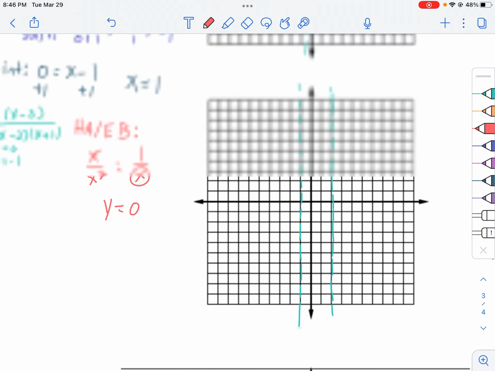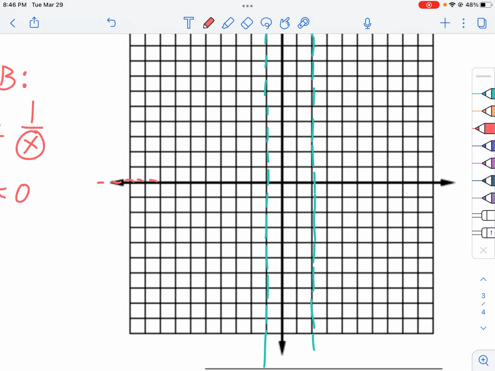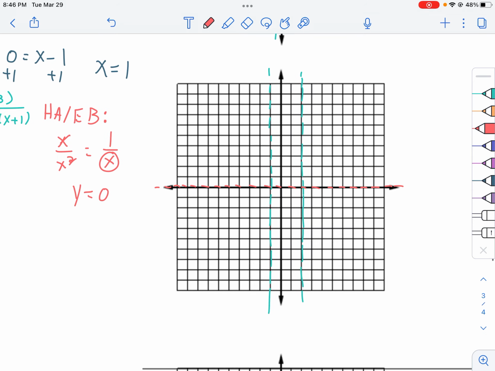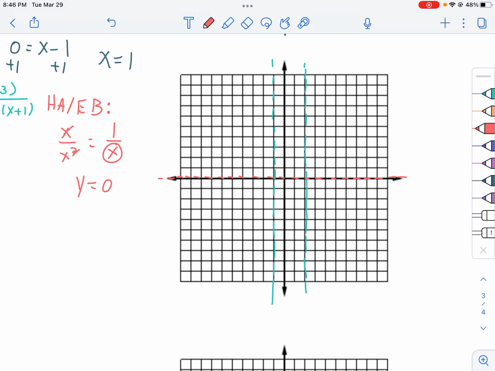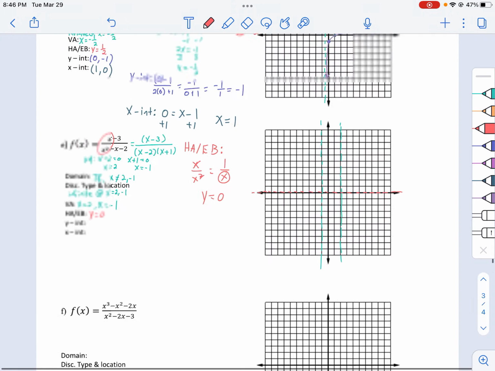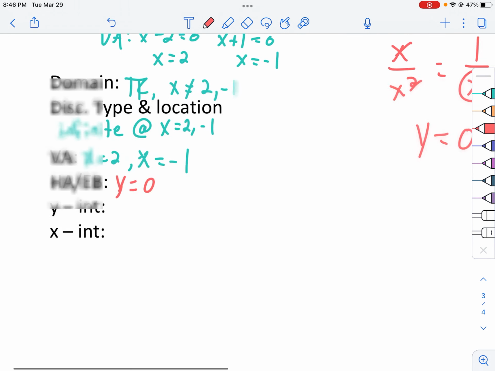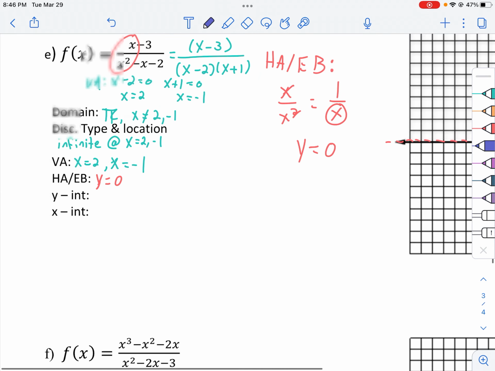That happened in our last one too. So y equals 0, we have this dashed line. We are allowed to go through these end behavior lines now, okay? They're not like our vertical asymptotes. We cannot cross a vertical asymptote, but we can sometimes cross horizontal asymptotes / end behaviors. And that's why I call them end behaviors more so over horizontal asymptotes.